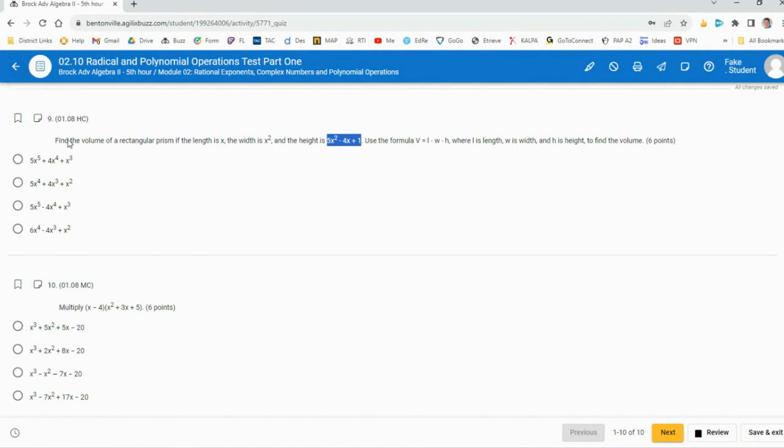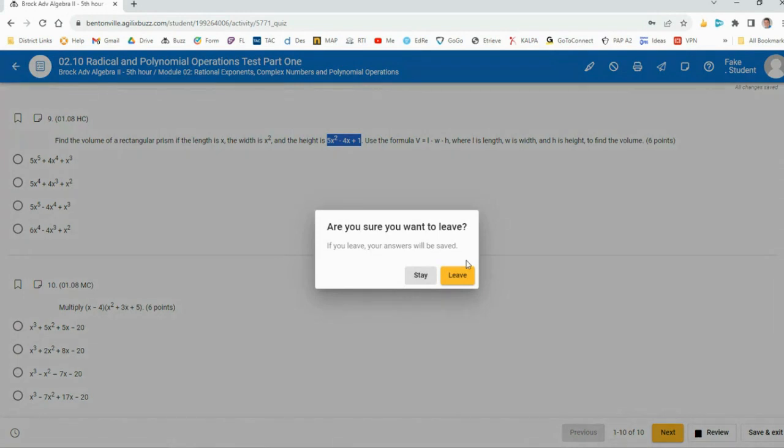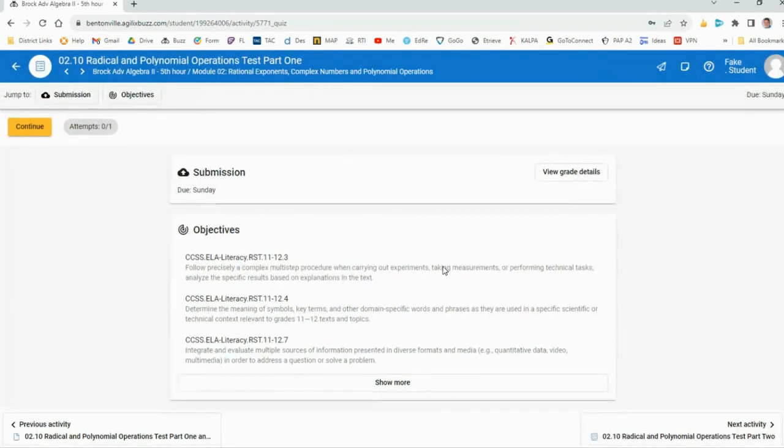It should be worth 60 points. They're each worth 6 points. Unfortunately, no partial credit on multiple choice. So I don't like multiple choice for that fact that you can't get partial credit. So it's all or nothing.